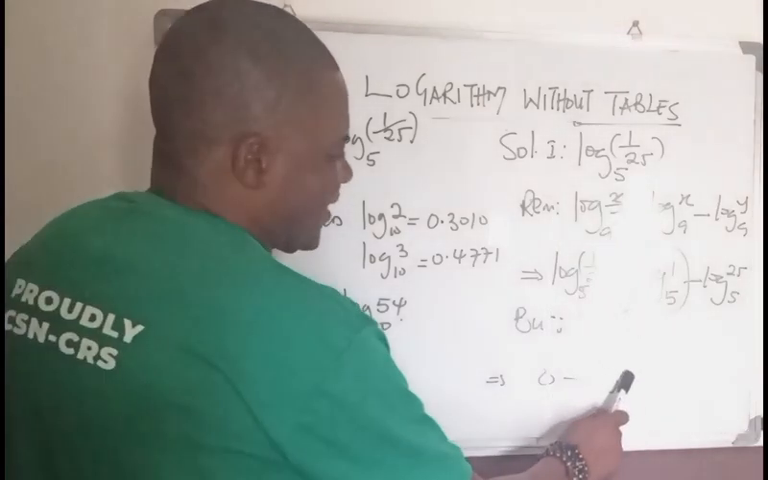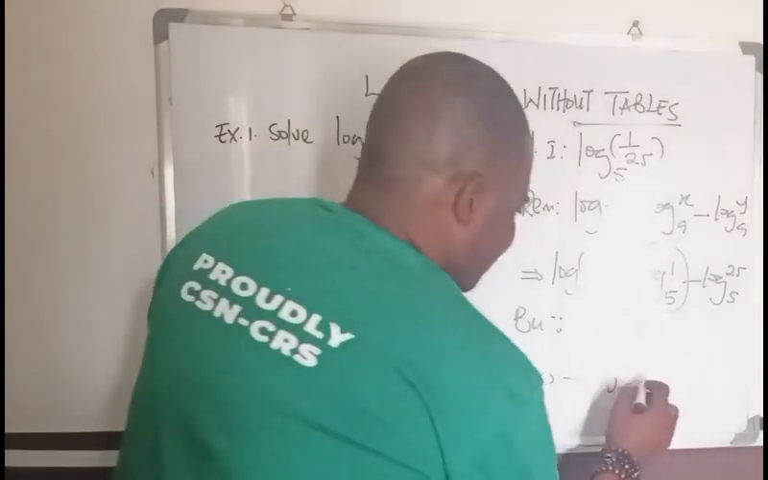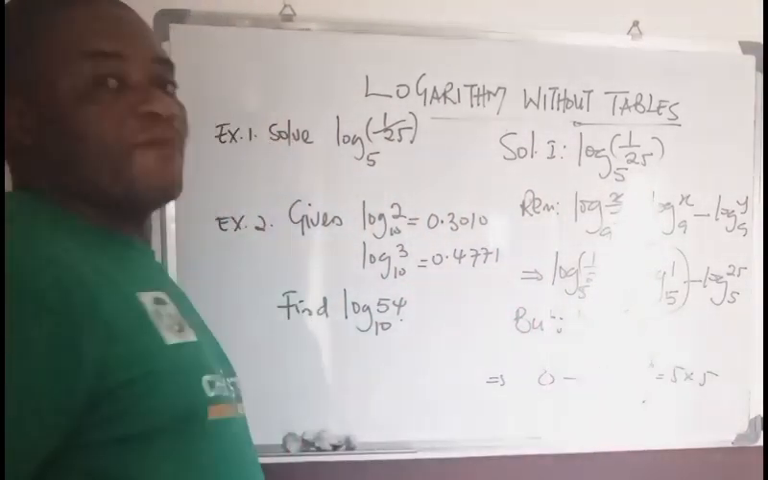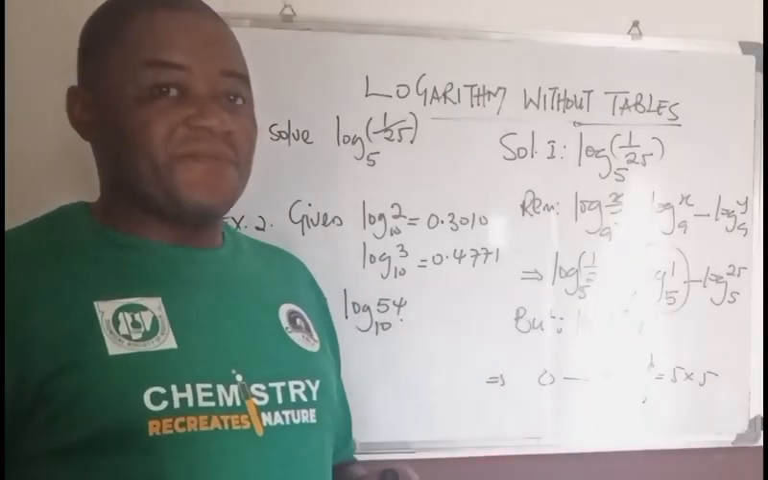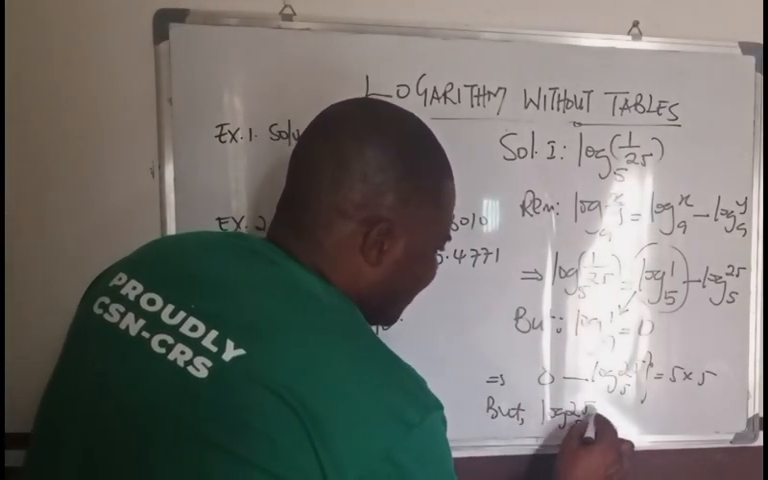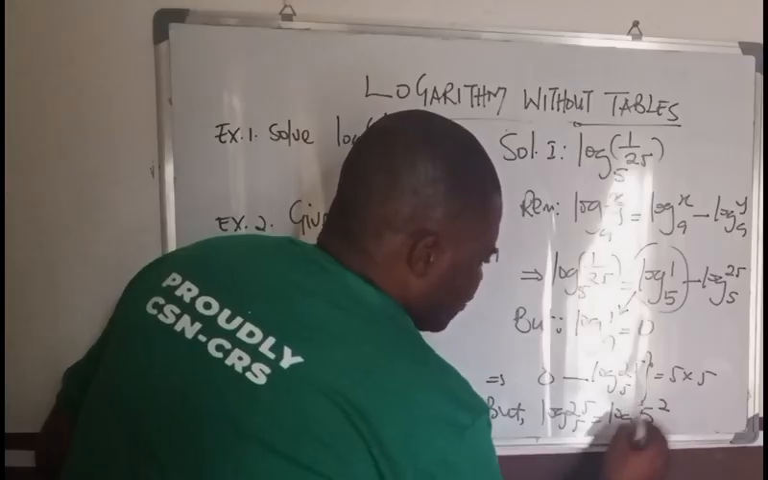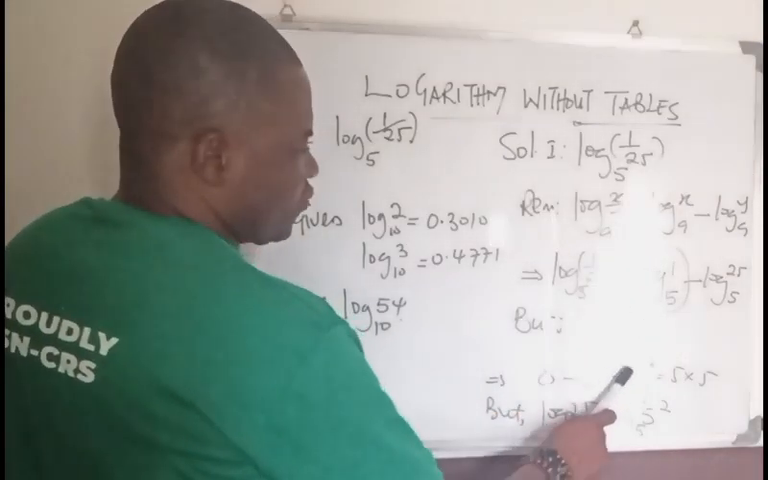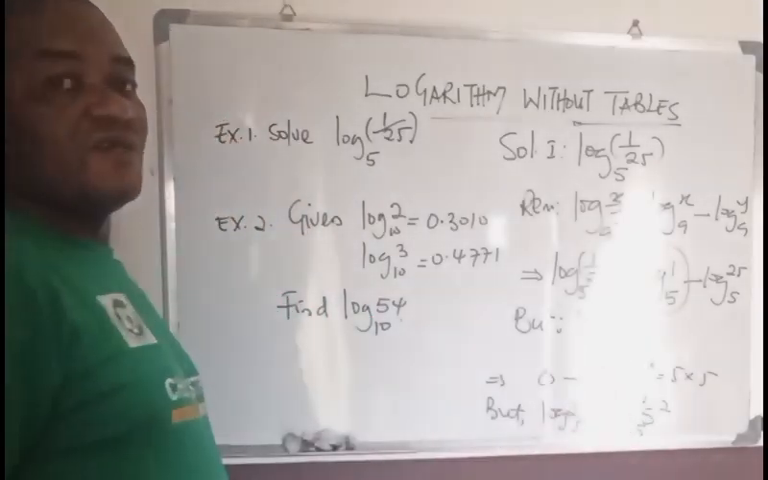Now, for us to get this restructured, know that 25 is simply 5 times 5. This 25 is 5 times 5. Then we can separate it again into individual arguments with the same basis. So the log of 25 base 5 is equal to the log of 5 raised to power 2 base 5. That's what it means. Because if 25 is 5 times 5, that means that 25 can also be written as 5 raised to power 2, which is 5 times 5.